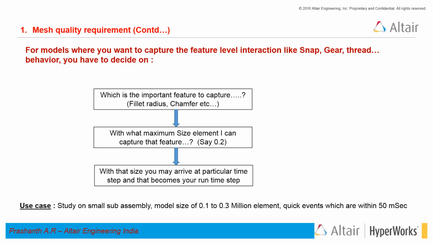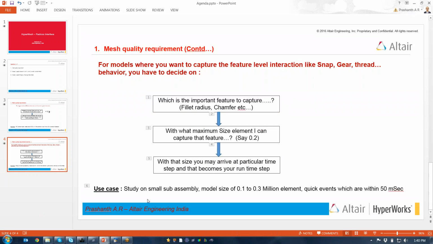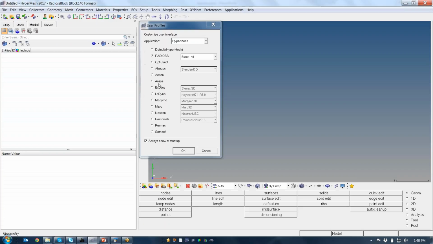From here we will directly switch to the tools, HyperMesh, and there I'll be explaining how to set up the deck for Radioss. For this demo, I'll be using HyperMesh version 2017. So I have launched HyperMesh. When I launch HyperMesh, it will give you the user profile options. So I'm going to Radioss here.